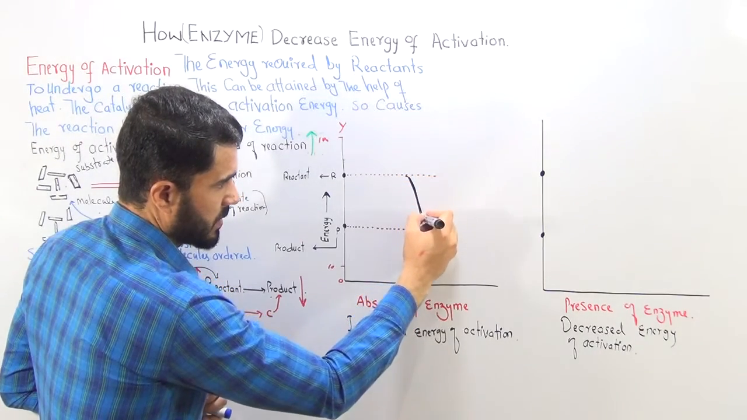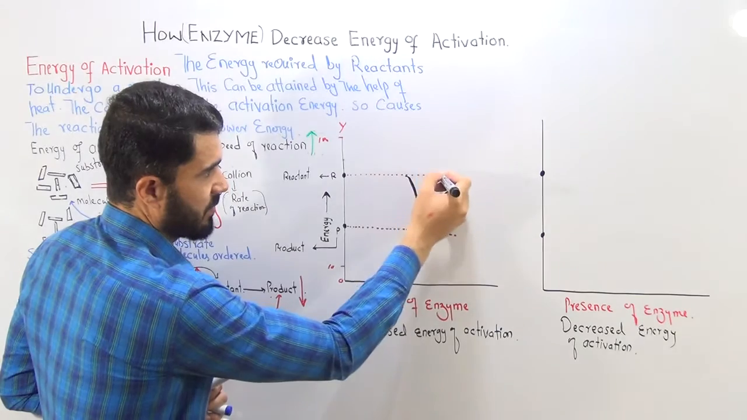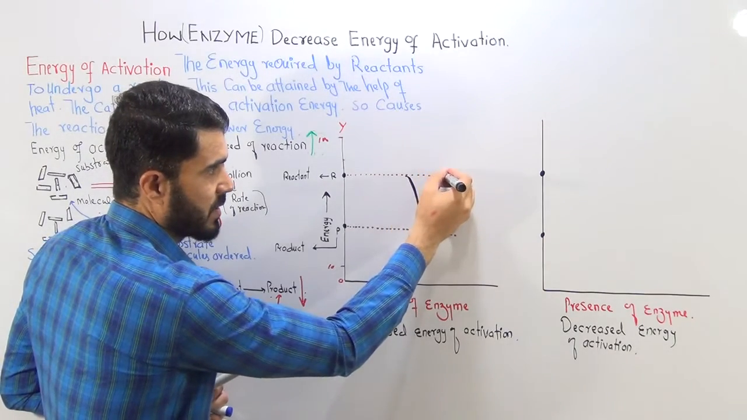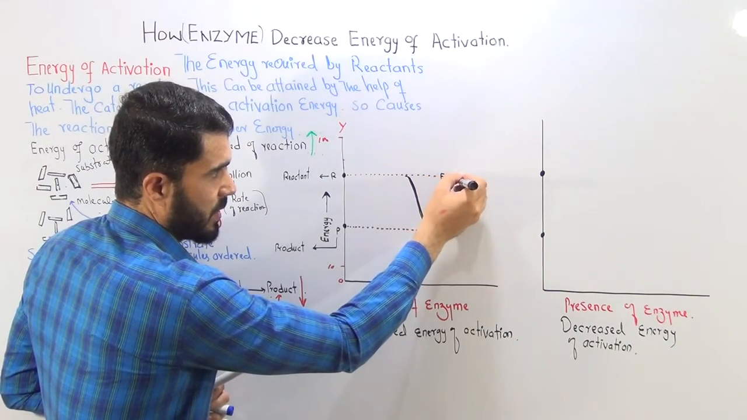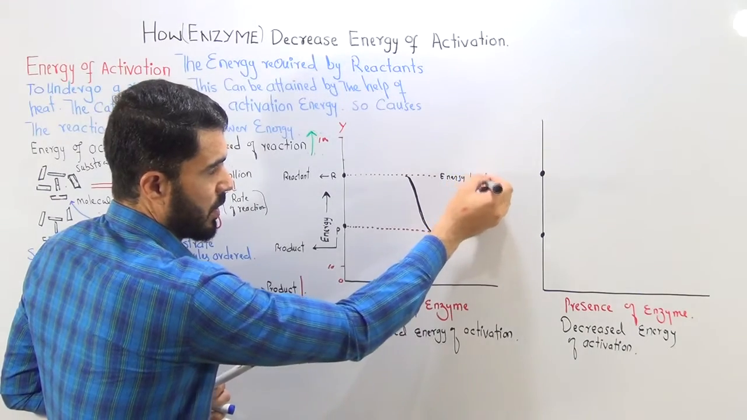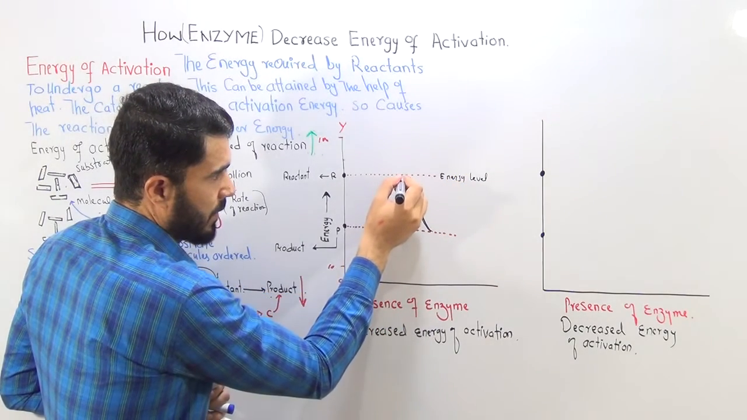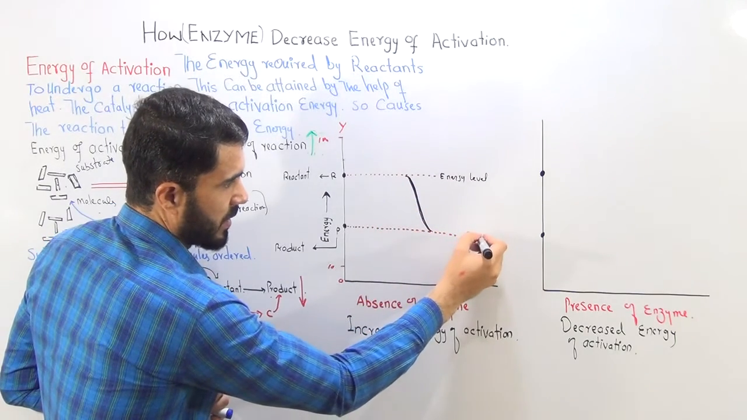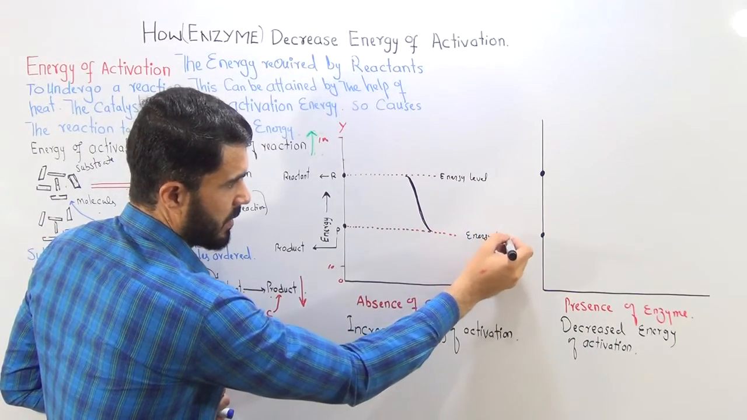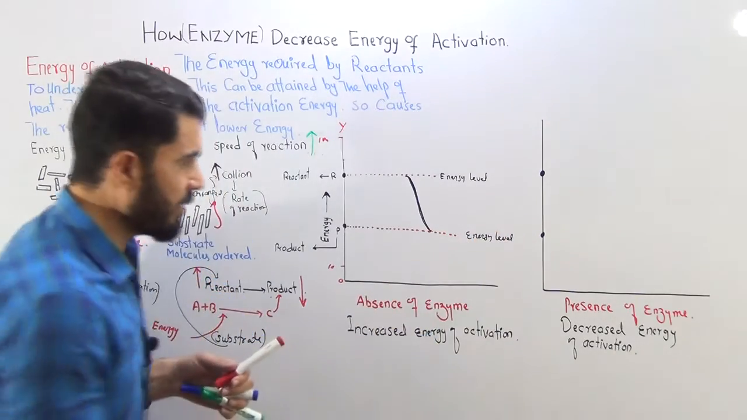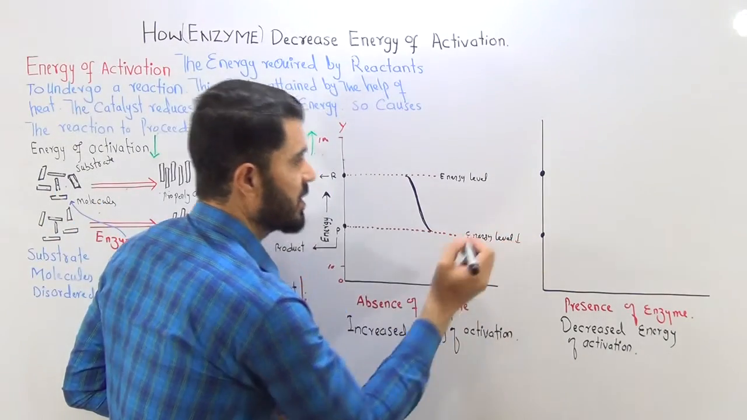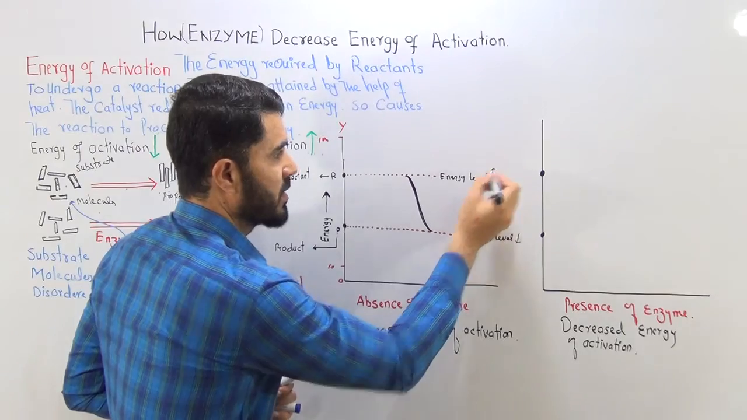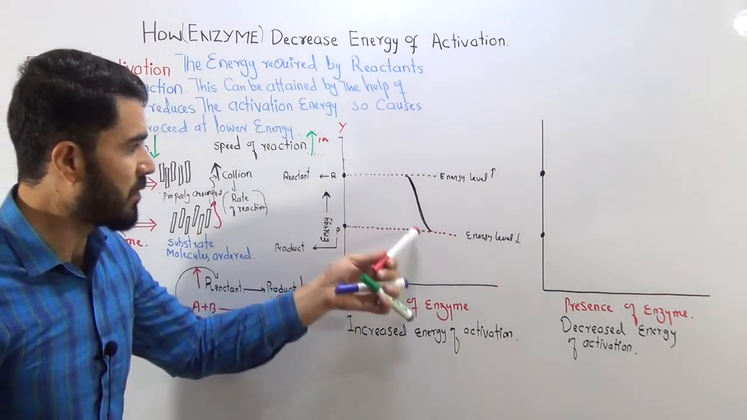Reactant energy decreases from this level. This is an energy level. Fine. So the reactant moves from one energy level to another energy level. This is another energy level. Definitely this is a decreased energy level and this is an increased energy level. A reactant is converting into product.